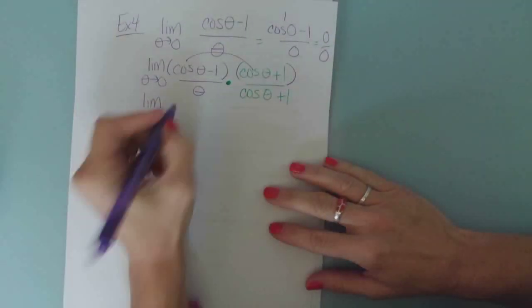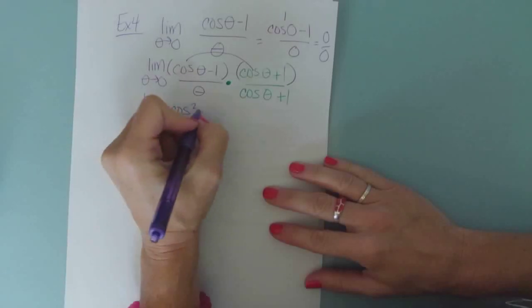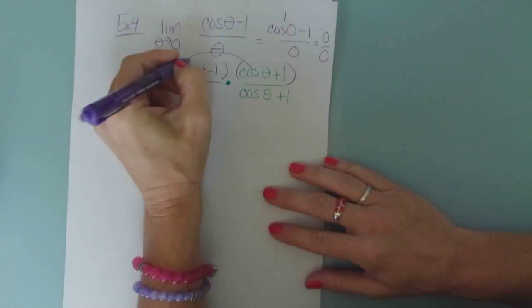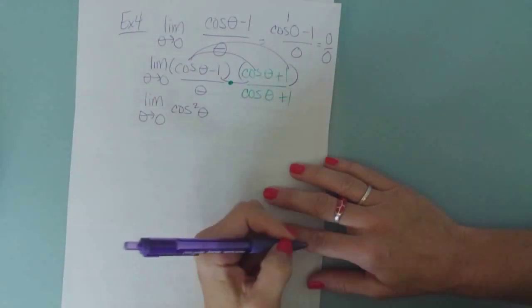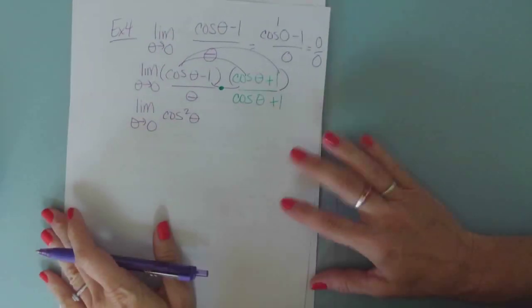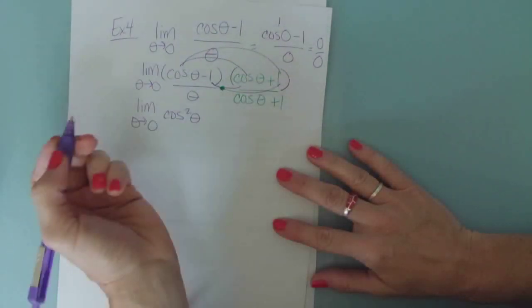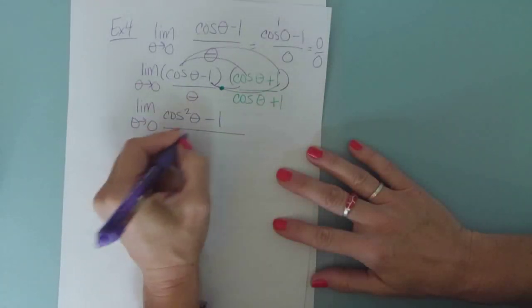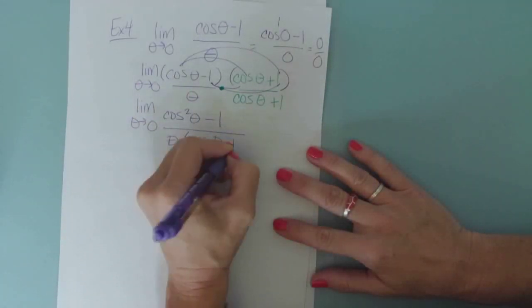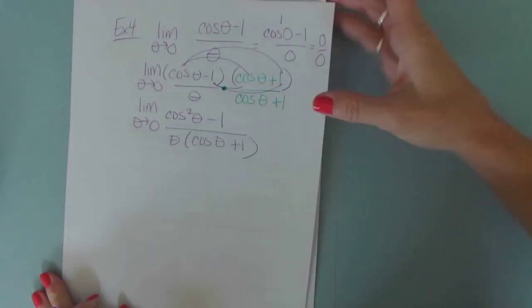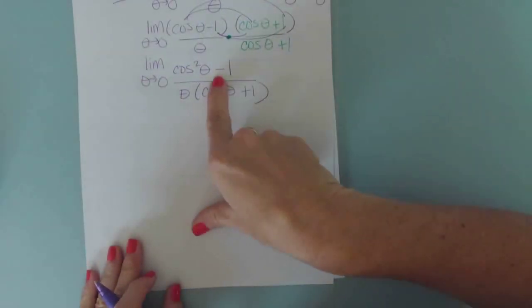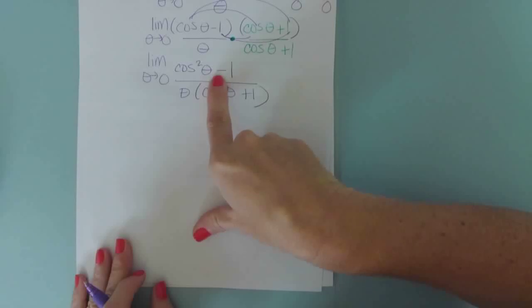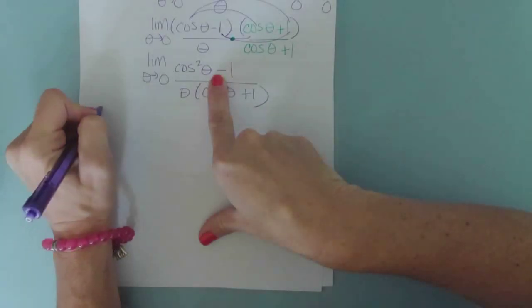When I do that, I FOIL my numerator. Cosine theta times cosine theta is cosine squared theta. The outside and the inside are going to cancel out, cosine theta and negative cosine theta. And negative 1 times 1, negative 1. And this is all over theta times cosine theta plus 1.